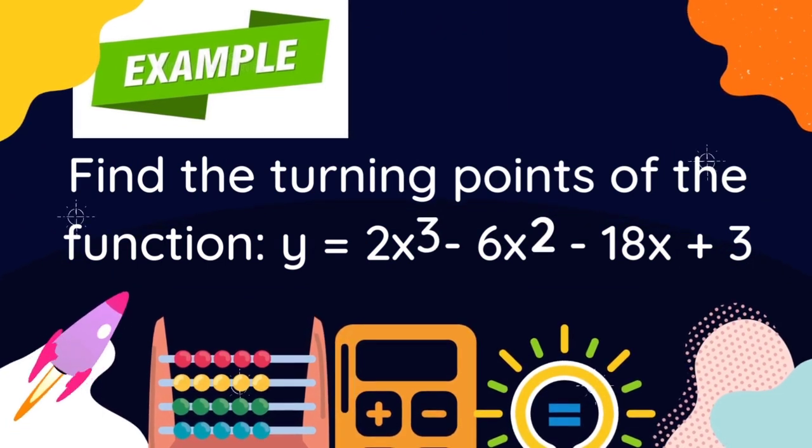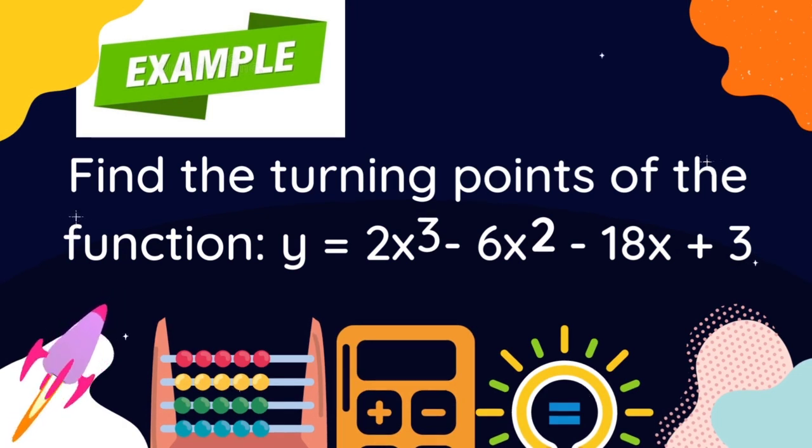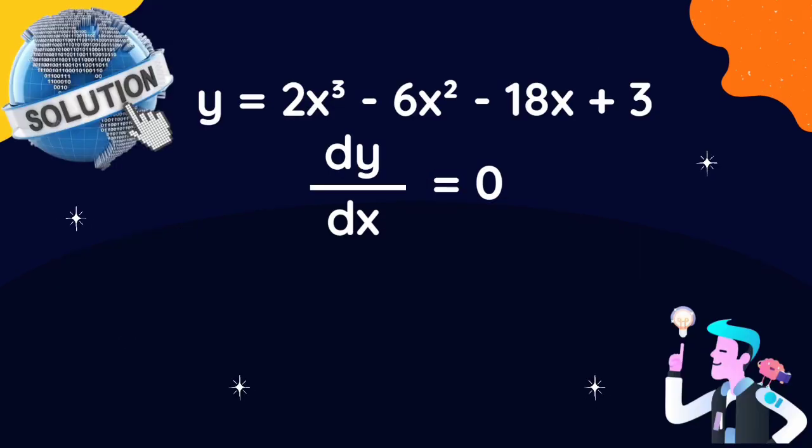Let us take this particular question. Find the turning points of the function y is equal to 2x cubed minus 6x squared minus 18x plus 3. So the first thing you do if you want to find the turning points of a function is to differentiate the function with respect to x and equate it to 0. And so you are going to differentiate the function y with respect to x.